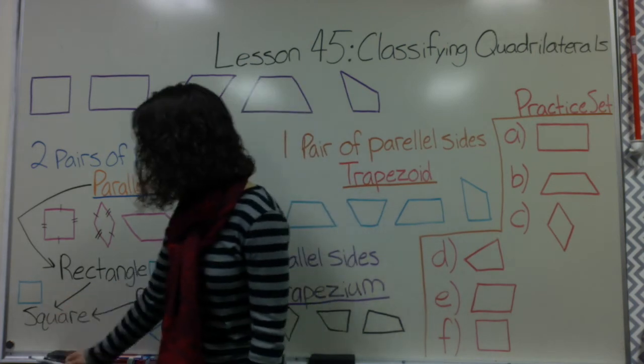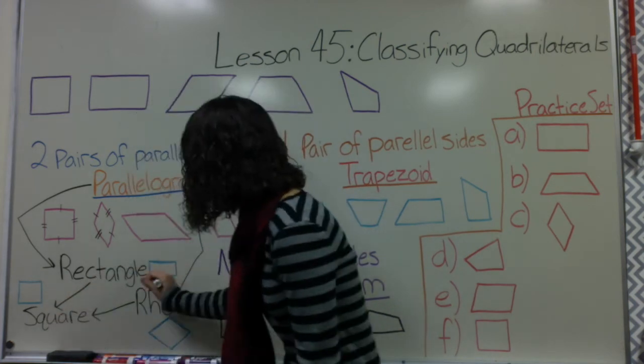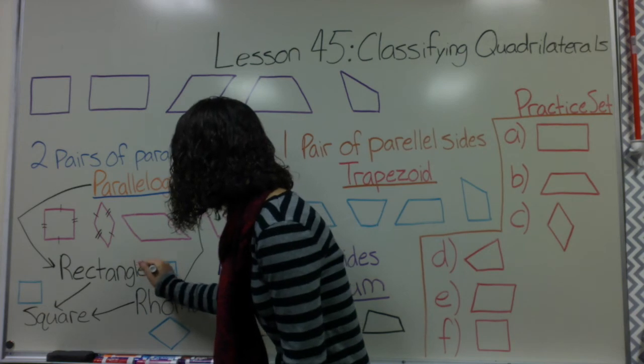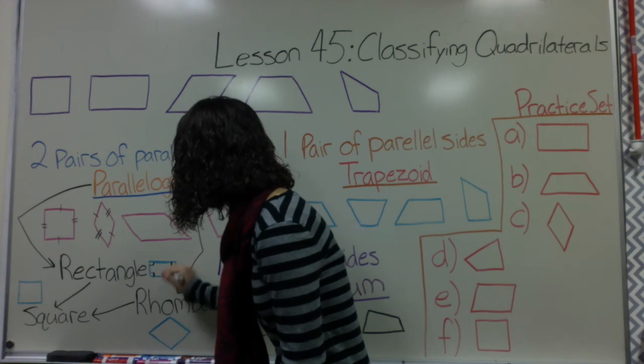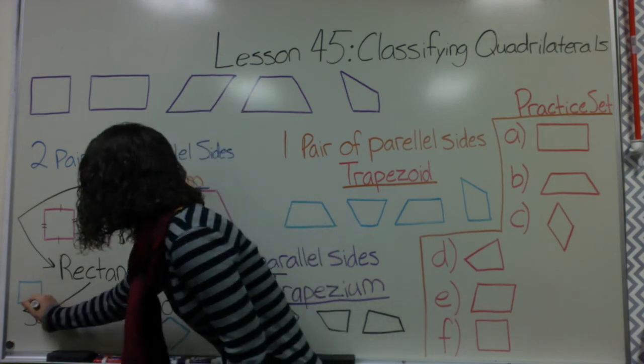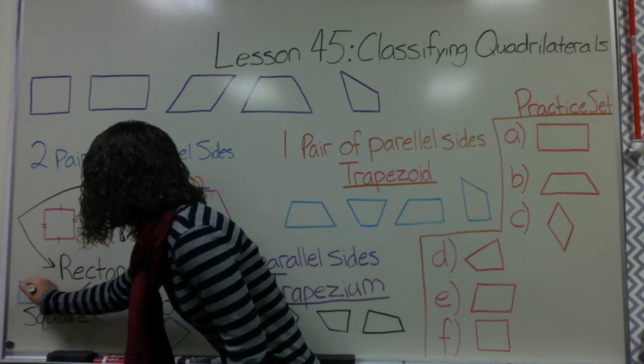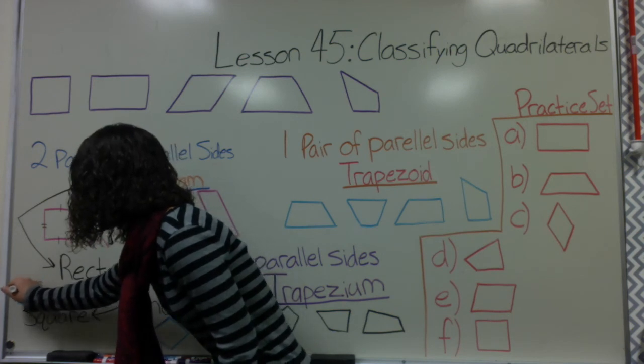So here's an example of your square right here. And I'll draw the four right angles for you. Square corners, 90 degrees. So if it has four right angles, it is by definition a rectangle. If it has four right angles and all sides are the same length, it is by definition a square.